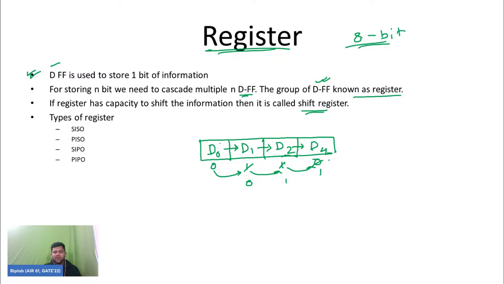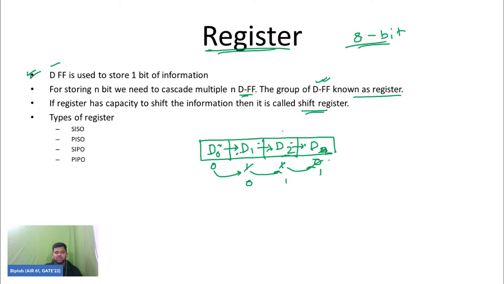So this is very easy to implement. Just connect the output of D0 to the input of D1. The output of D1 will be connected to the input of D2. The output of D2 will be connected to the input of D3. That's how you can build a shift register. That is not a big deal.